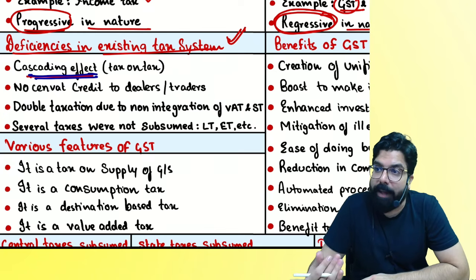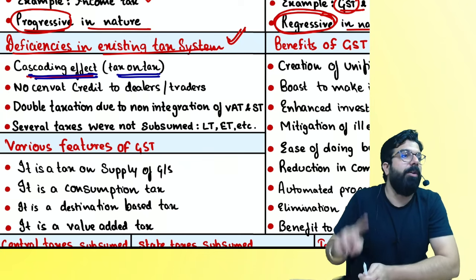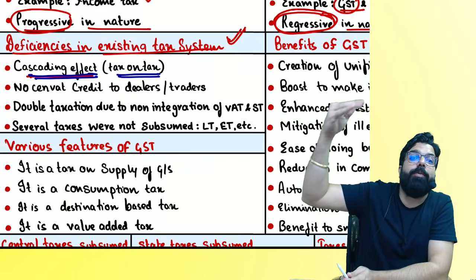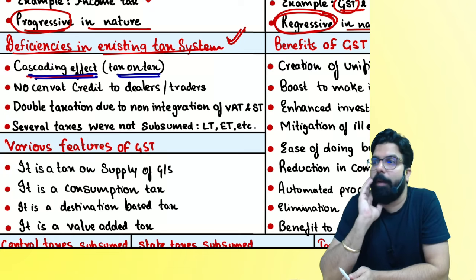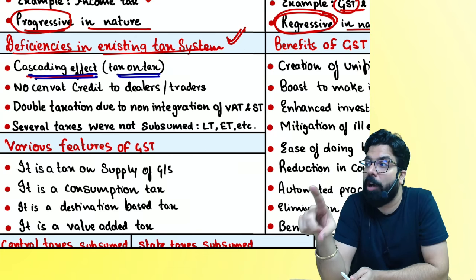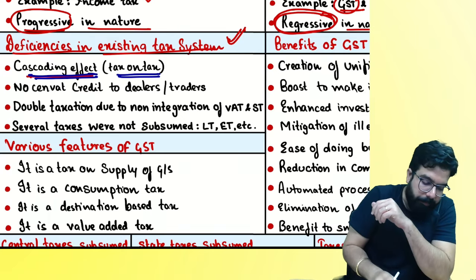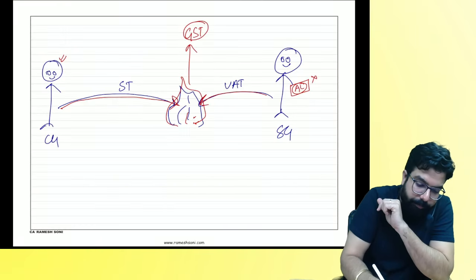Tax on tax. And whenever tax on tax is there, it is not good for the economy, because the prices of the commodities will go up. Are we clear, everyone? Why are the commodity prices going up? Because tax on tax is there. Are we all clear till here? Next. Now, tell me one thing.